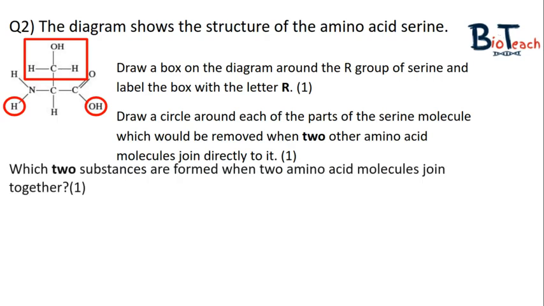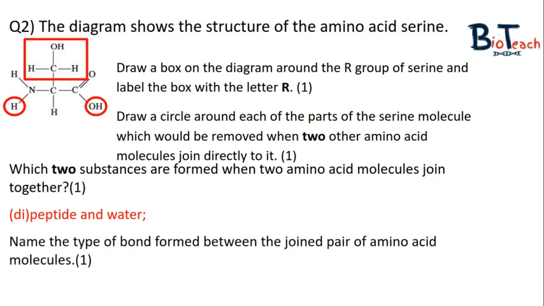The next part of the question asks which 2 substances are formed when 2 amino acids are joined. We know that water is one of them, and you should also state that the dipeptide is the second substance formed. And finally, for 1 more mark, they ask you to name the type of bond formed between the joined pair of amino acid molecules, and you already know that this is a peptide bond. So far, so good. Nice and easy.